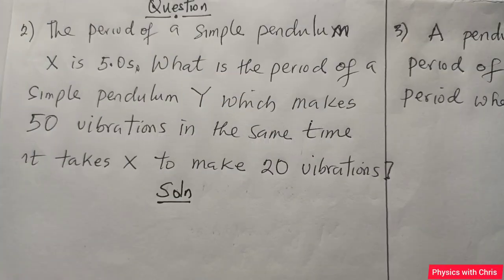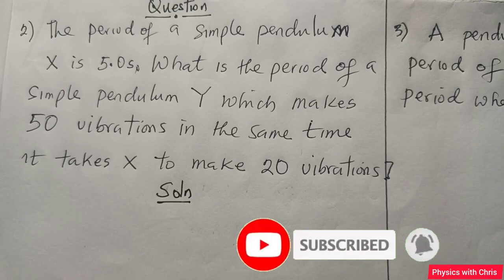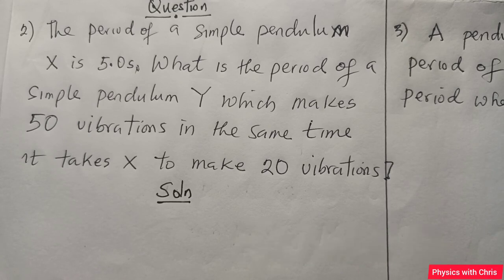Okay, here's another question. The period of a simple pendulum X is 5 seconds. What is the period of a simple pendulum Y, which makes 50 vibrations in the same time it takes X to make 20 vibrations? I'm going to be solving this question in this video. How do we solve it?